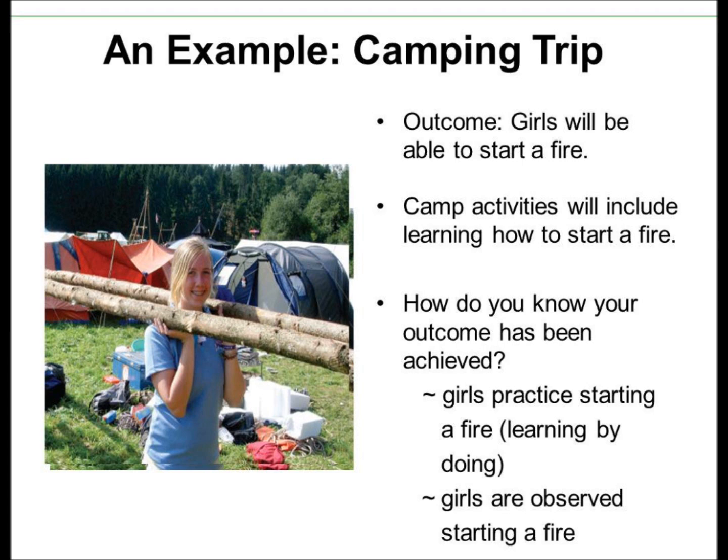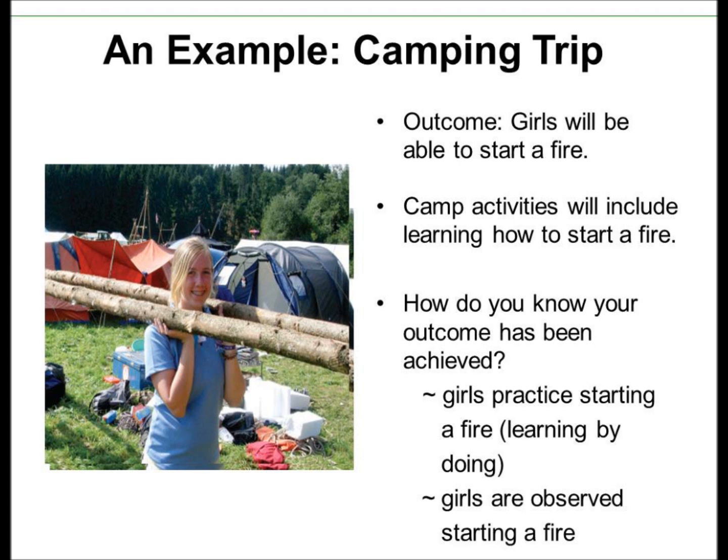If that is your outcome, then you would need to plan activities that teach them how to start a fire, right? You would include in your camp activities at least one opportunity for the girls to learn to start a fire. So now you've provided the appropriate activities, but how do you make sure that they can start a fire? In other words, how do you know that your outcome has been achieved? How do you know if you have been successful? Well, you would need to observe them starting a fire, right? So how would you do that?